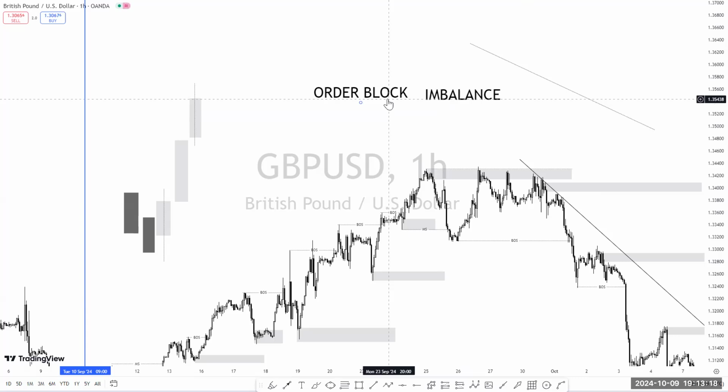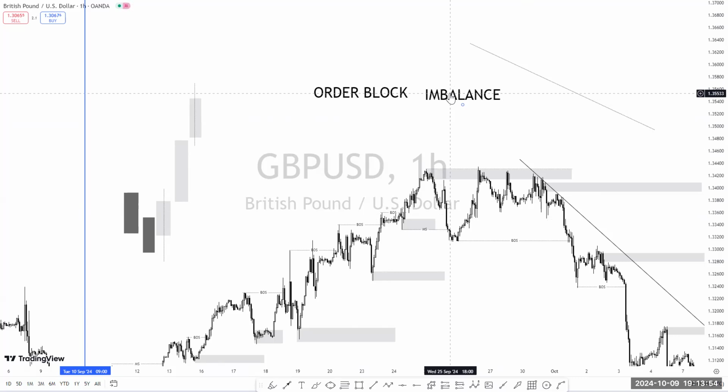Now, we have order blocks. Let me go back again. We have order blocks, and we've already marked out all our order blocks in the market. And aside from marking them out, most of them are not valid. So what we need to do is to identify the valid ones. And I said a valid order block is the one that creates an imbalance.